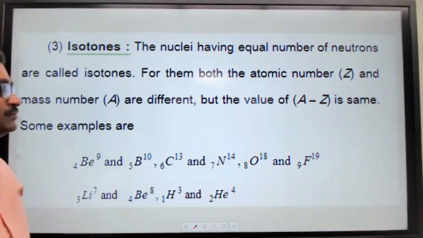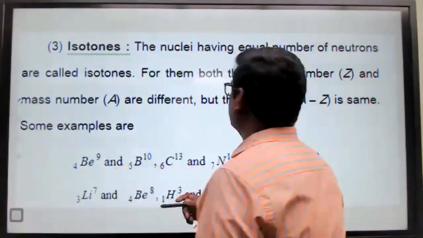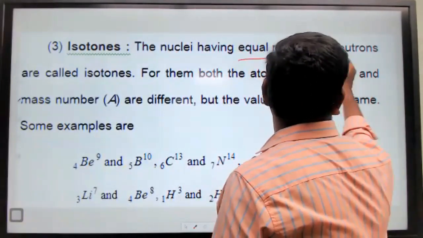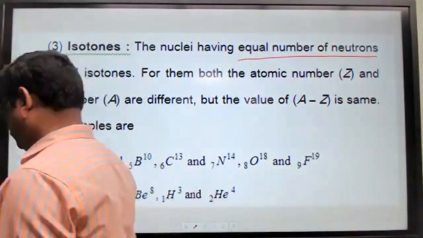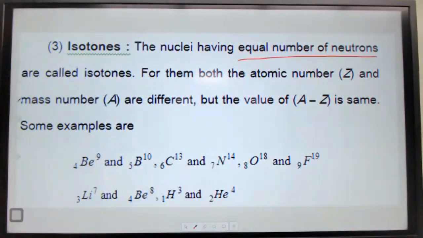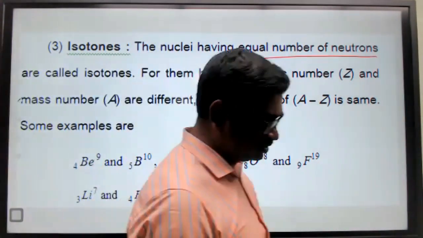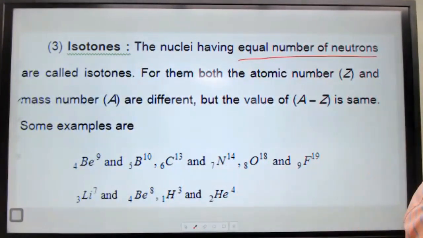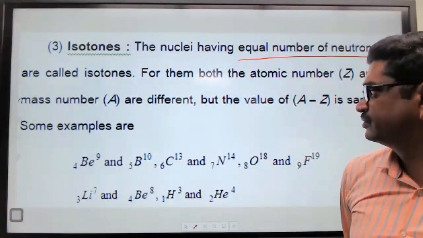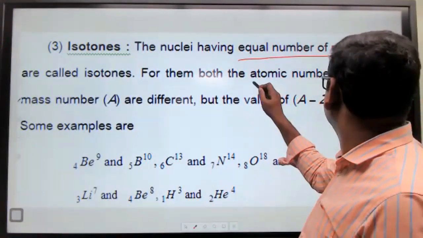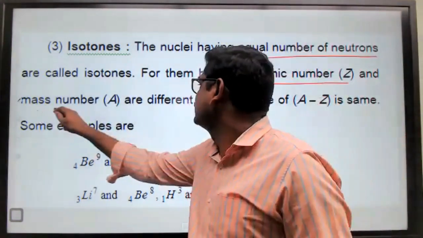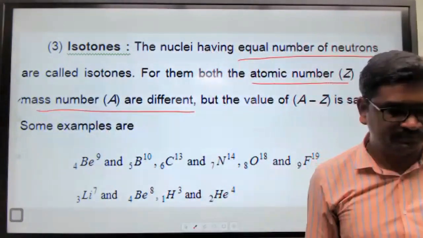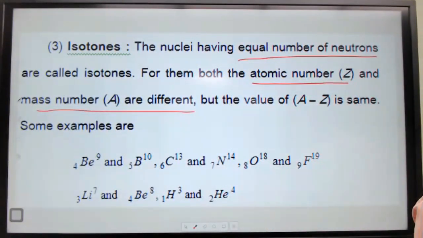Next one, isotones. What is the basic property? Equal number of neutrons. Here, both the proton number and mass number will be different. Both the atomic number and mass number are different. Only the neutron number is the same.